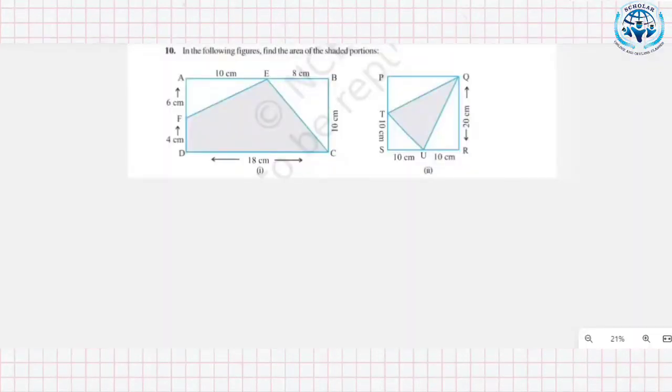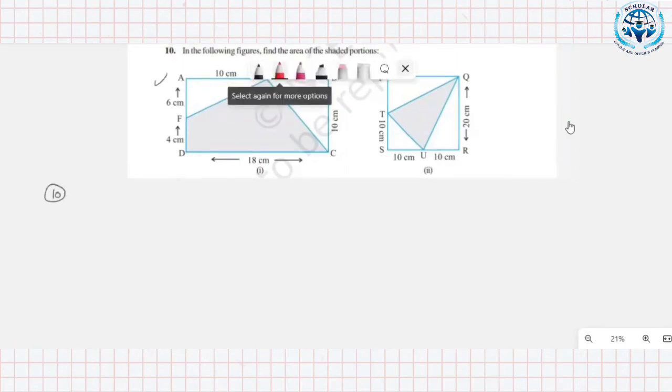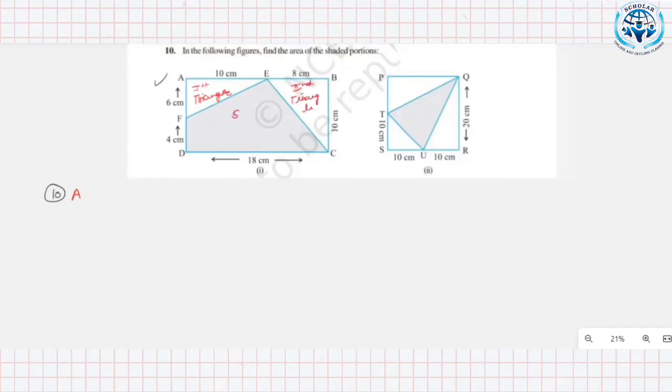Question number 10. In the following figures, find the area of the shaded portion. See the figures closely and observe. This is a triangle, first triangle. This is a second triangle. There are two triangles which are not shaded. We will find out the area of these triangles and subtract the total unshaded area from the total area of the rectangle. This is the strategy to solve these type of questions.